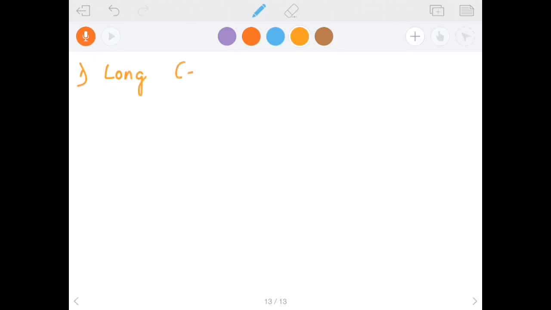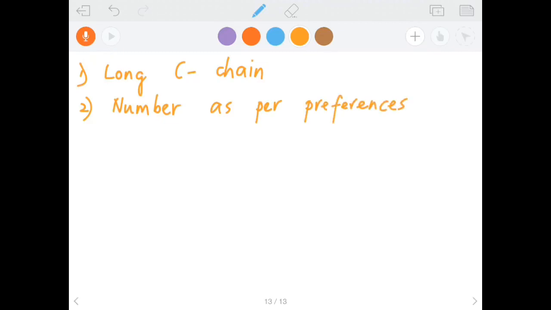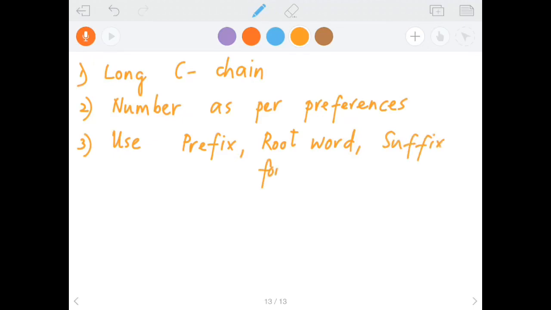Now just to summarize everything we've just done, there are very few steps that you need to know. The first step is to identify the longest carbon chain. The second step is to number as per the preference to ensure that the functional group always gets the smallest number over everything else. The third step is to use the right format, which is your prefix, a root word and a suffix. And then once we have all this done, we just write the name.